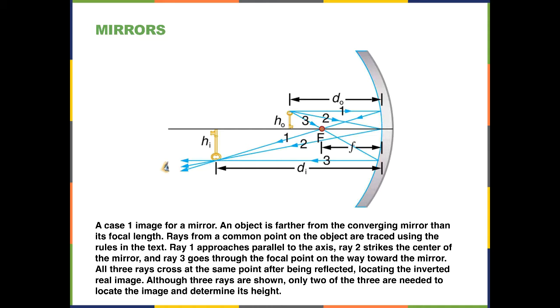The principal rays can be drawn in very much the same way, except they're reflected instead of refracted. Parallel ray 1 strikes the mirror and then goes through the focal point. Ray 2 strikes the center of the mirror and has an angle of incidence and an angle of reflection that are the same. Ray 3 goes through the focal point, strikes the mirror, and then comes out parallel. Those three intersect together to form the image. Really, you only need two of these three in order to draw the image and determine its height.